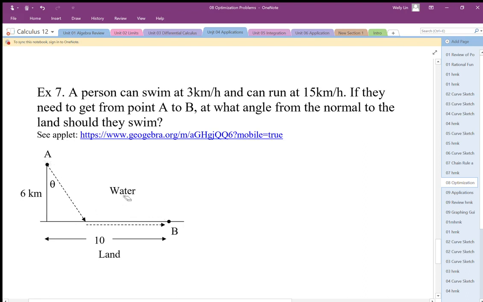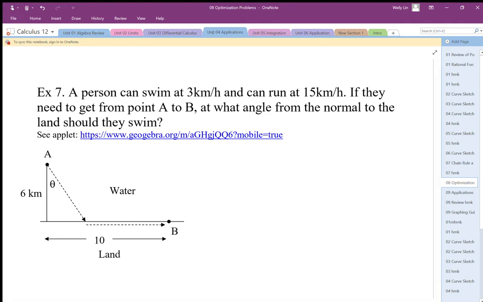Now the shortest distance is always a straight line, but if he does that, he's going to be swimming the whole time, and he can't swim faster than he runs. If he goes straight here and minimizes swimming, he maximizes time on land, which is good, but he's also going the furthest possible distance. So somewhere in between is going to optimize his time.